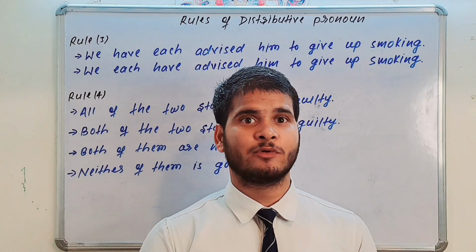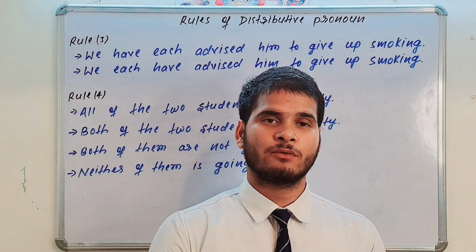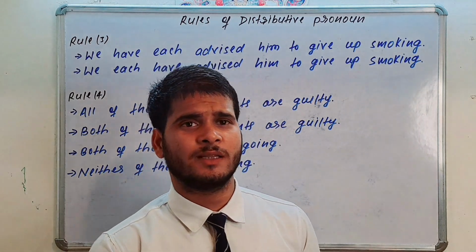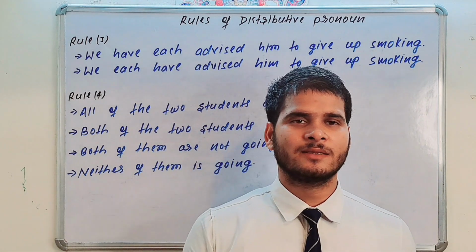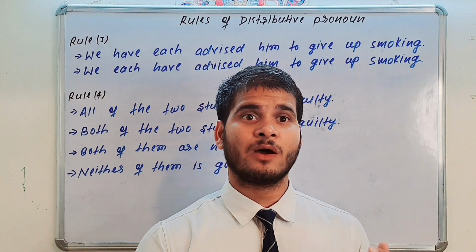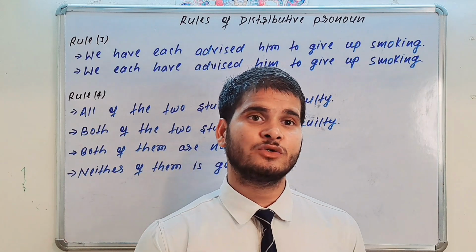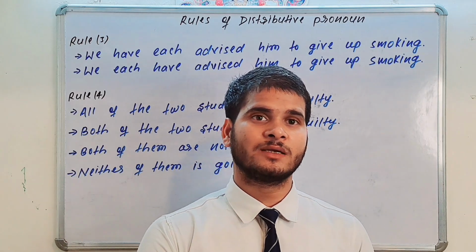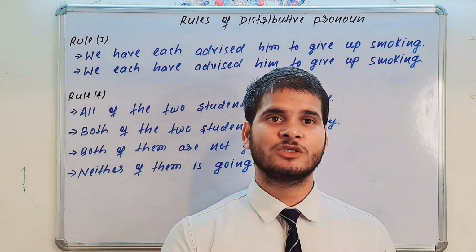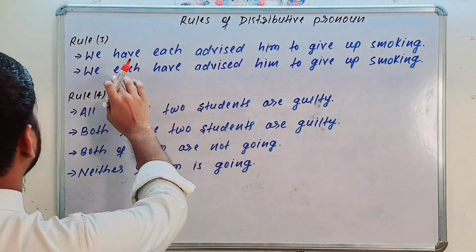And in this type of sentence, the verb is always used according to the subject. Keep this in mind and don't forget it. Listen again to the third rule: if the distributive pronoun each is used for the subject, then it is used just after the subject and before the auxiliary verbs. Now let's understand the third rule through examples.